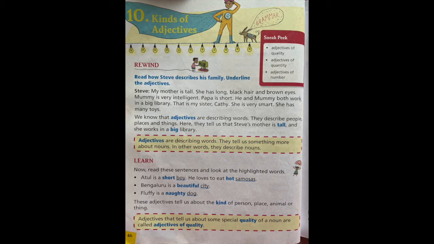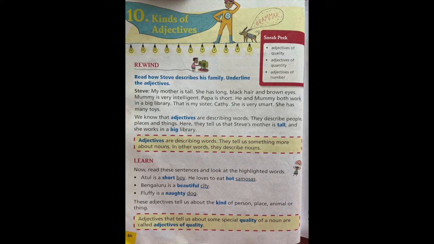Okay? So, let's read the definition in the yellow box just below. Adjectives are describing words. They tell us something more about nouns. In other words, they describe nouns. So these describing words tell us something more about nouns. In short, we can say they describe nouns. Alright? Now, let's continue on the same page.